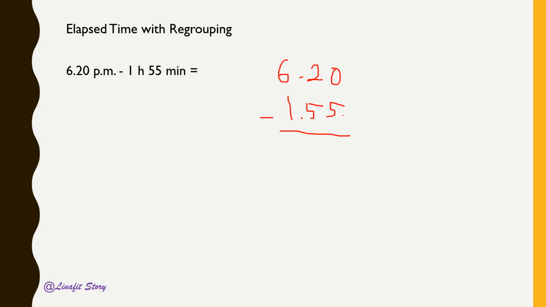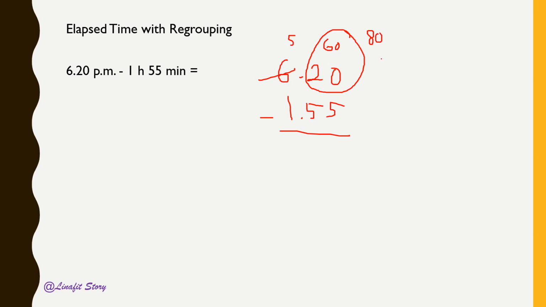Can we subtract 55 minutes from 20 minutes? No, we cannot do it. So that's why we need to borrow from the hour. Remember, every hour is 60 minutes. So when you borrow an hour, you add 60 to the minutes. So 60 plus 20 equals 80 minutes.